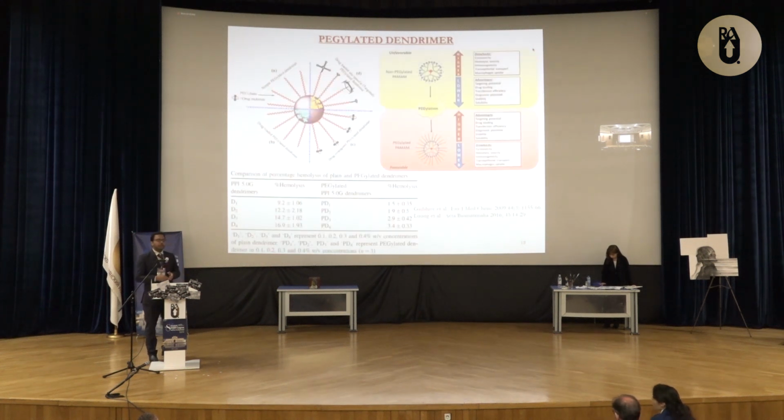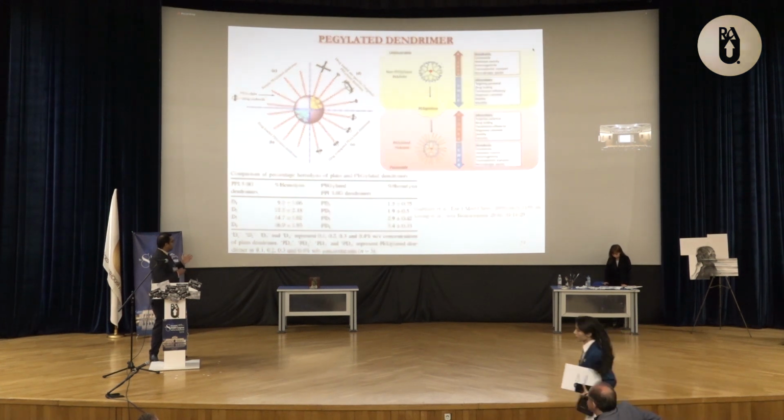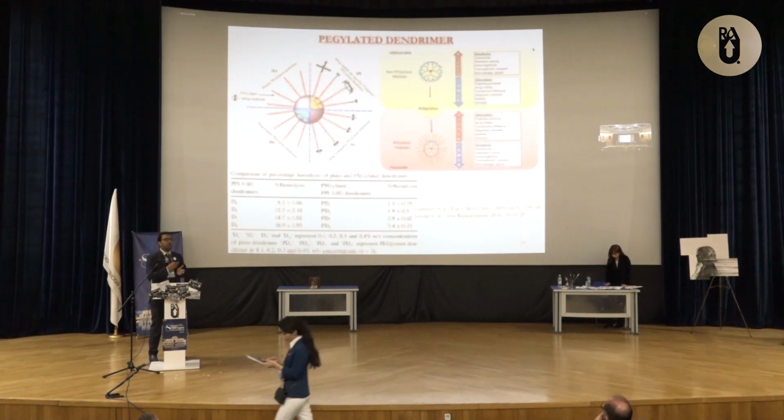What is pegylation? Putting anything on the surface of dendrimer is called pegylation. What is pegylation? Polyethylene glycol. In this table you can see that we reduce the toxicity to a significant level using the pegylation approach.